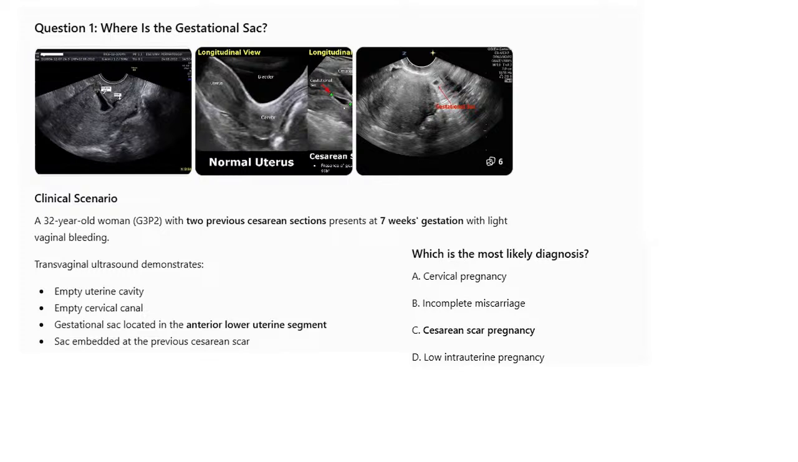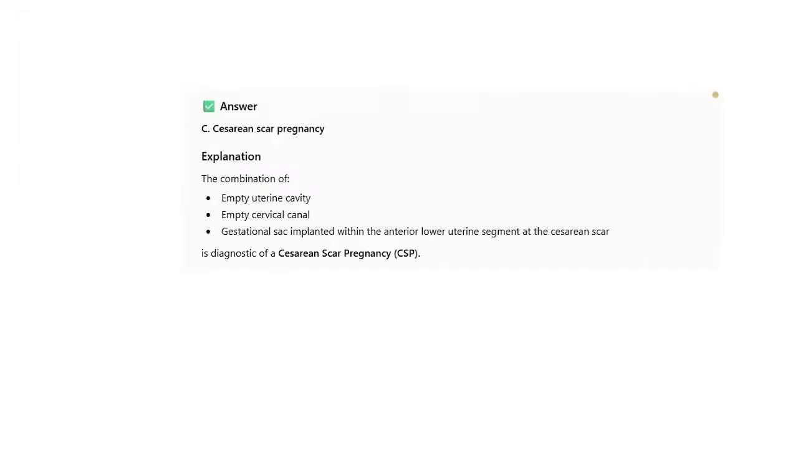So which is the correct answer? Transvaginal ultrasound demonstrates empty uterine cavity, empty cervical canal, gestational sac located in the anterior lower uterine segment, sac immediately at the previous cesarean scar. Which is the most likely diagnosis? A. Cervical pregnancy. B. Incomplete miscarriage. C. Cesarean scar pregnancy. D. Lower uterine pregnancy. So the answer is C, which is cesarean scar pregnancy. The explanation: the combination of empty uterine cavity, empty cervical canal, gestational sac implanted within the anterior lower uterine segment at the cesarean scar is diagnostic of a cesarean scar pregnancy.